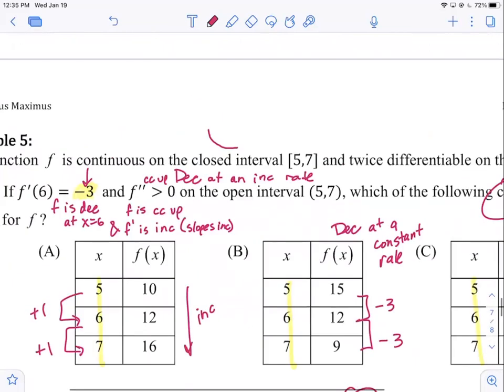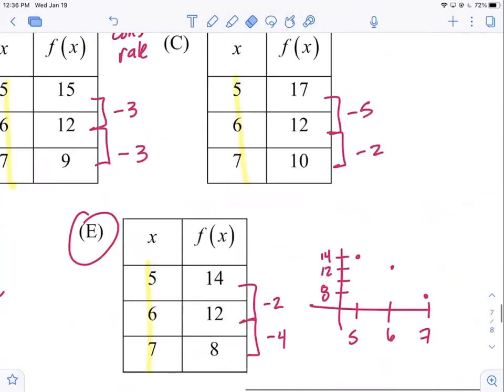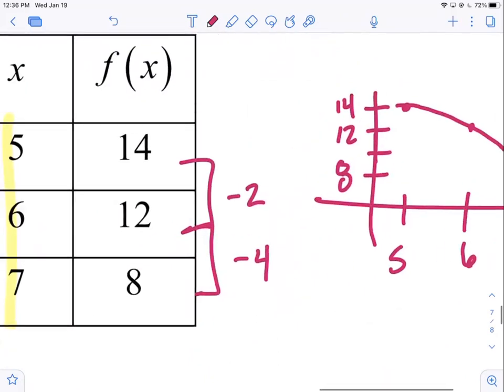I'm sorry, decreasing. What did I write? Decreasing at an increasing rate. Decreasing concave up. What is this one doing? That's concave down, right? When we say it's decreasing at an increasing rate.